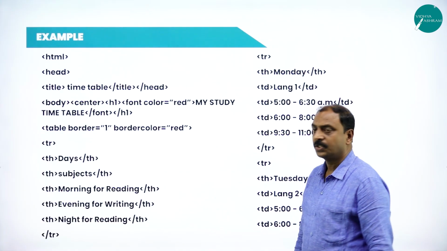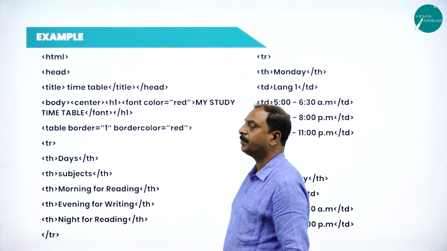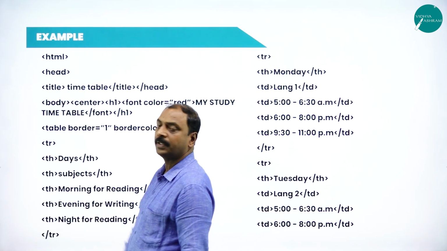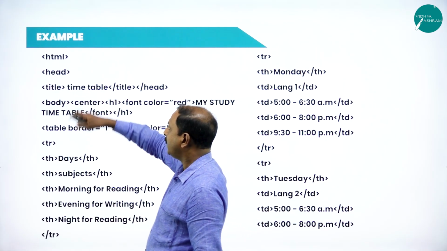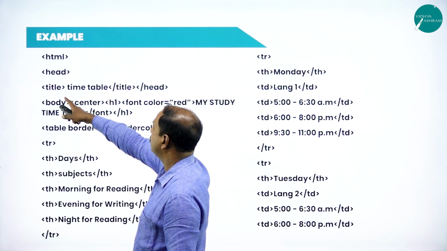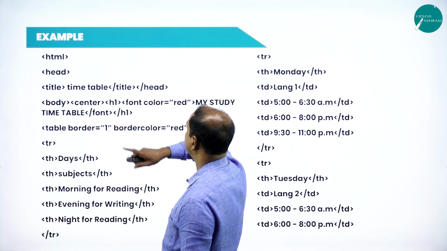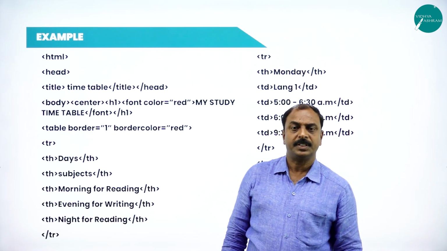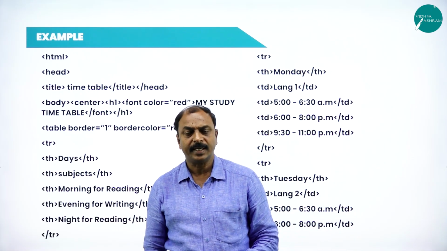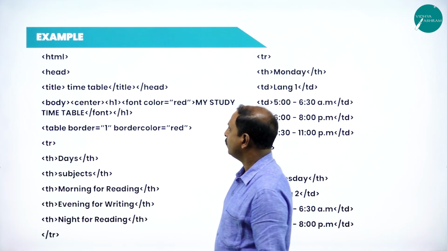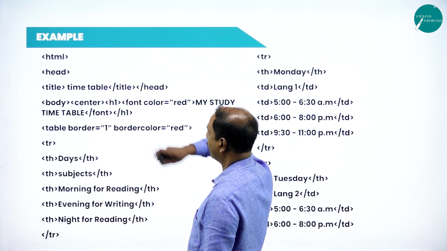As we have seen the structure of HTML in our previous session, an HTML program starts with the HTML tag. Next one is the head tag. Inside that we have title, and the title has to be closed here. Inside title we have written timetable. Any text written inside the title tag appears at the title bar of your window. Then we have to close the head tag here.